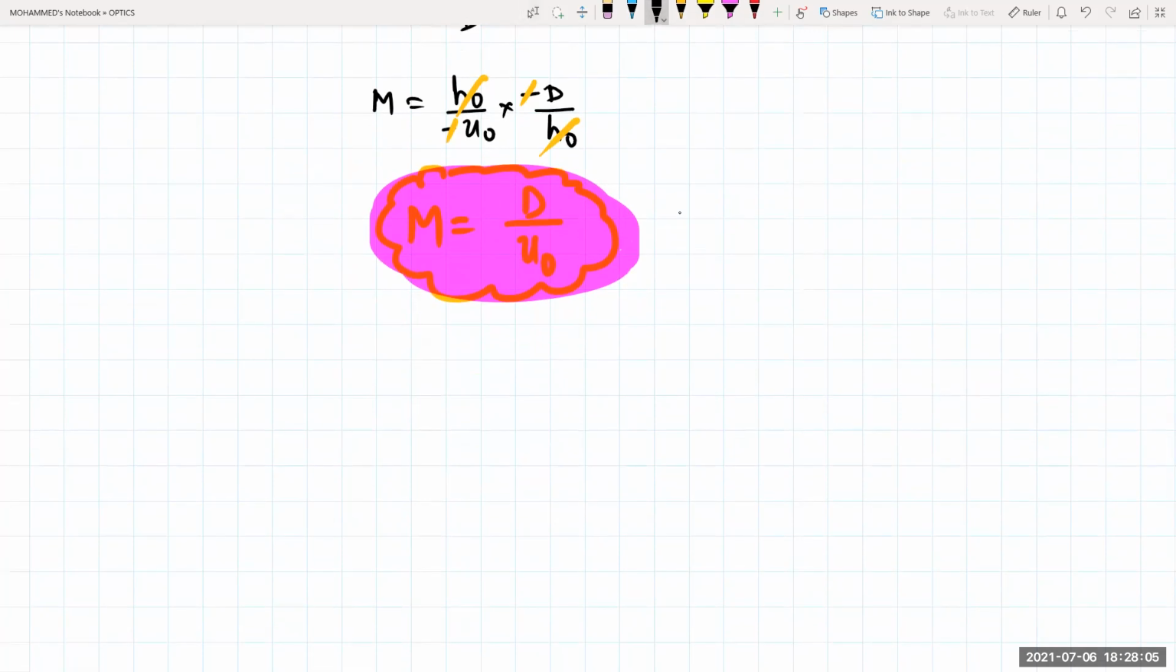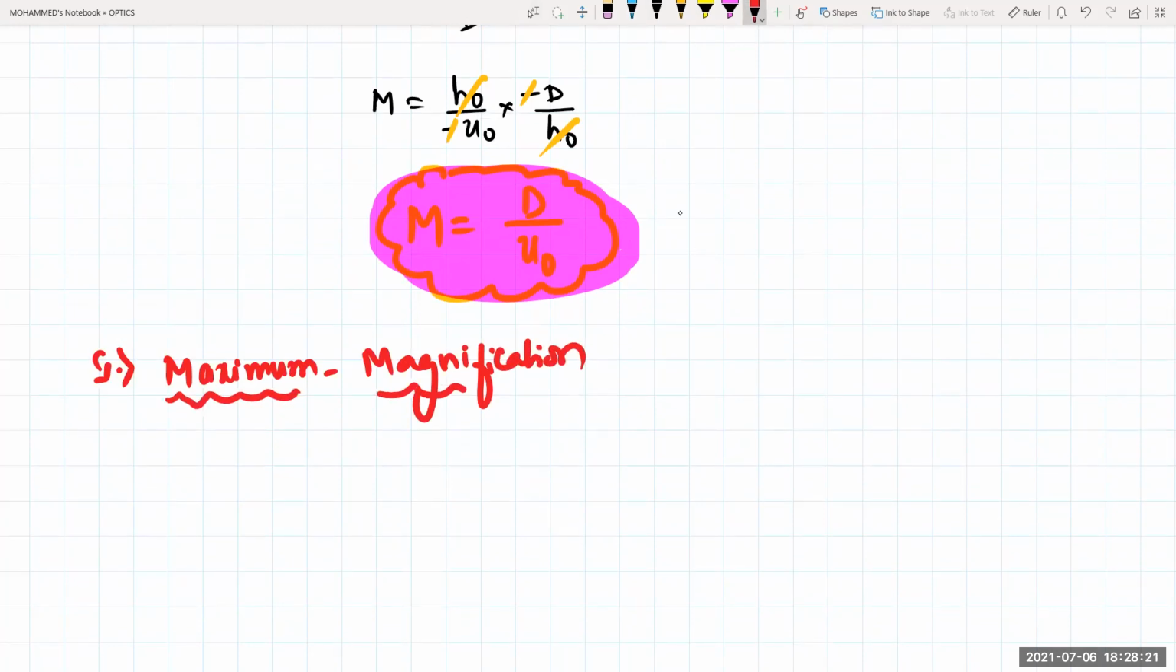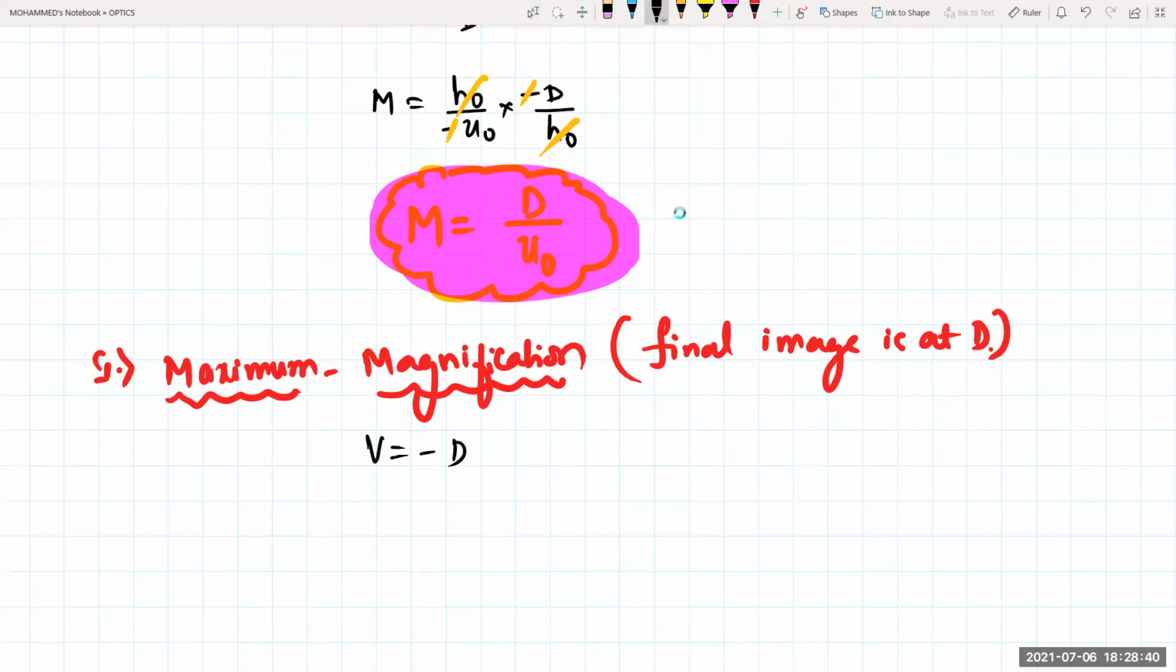Now for the first one, number one, if I'm talking about maximum magnification, the final image should be at the least distance of distinct vision. Final image is at your capital D. Now write the formula. You can use the lens formula. So image is equal to minus D and object is equal to minus of your U naught.